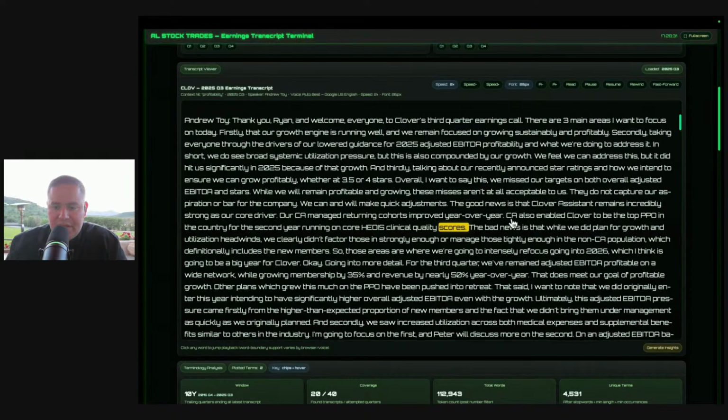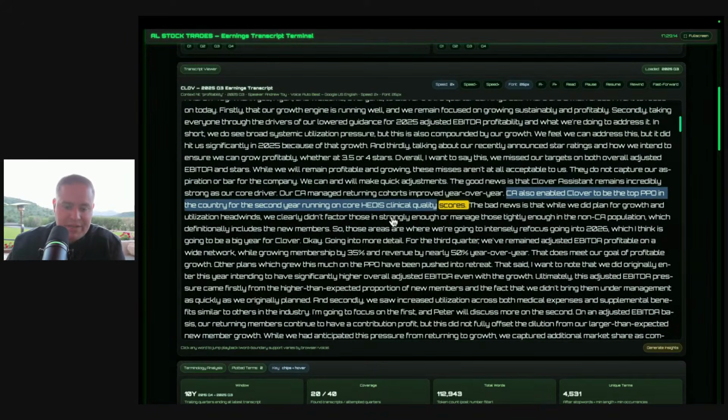So essentially, Clover Assistant enabled Clover to be the top PPO plan in the nation, running the highest HEDIS quality measure score, which is going to be a big weighted factor in the CMS star ratings in the future. And then if you look at Kevin, who's now the chief product officer, he specifically stated that the financial implications of this positive news are going to hit two to three years from now, which takes time, right?